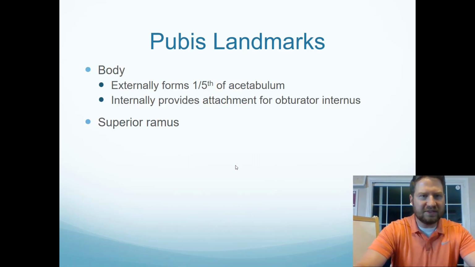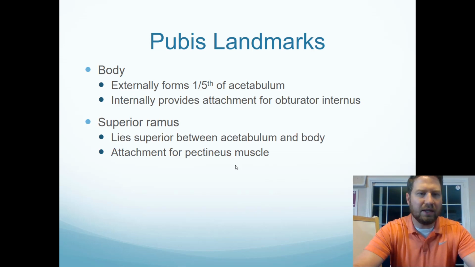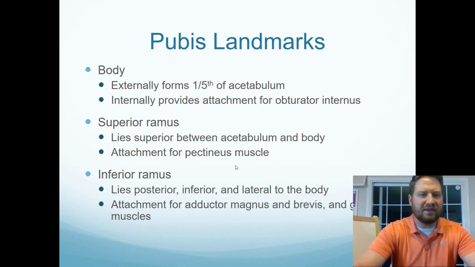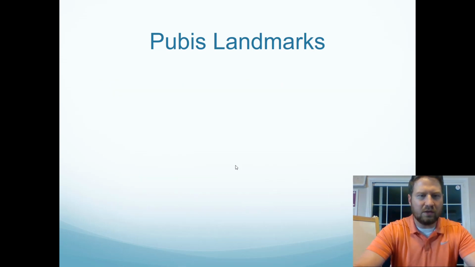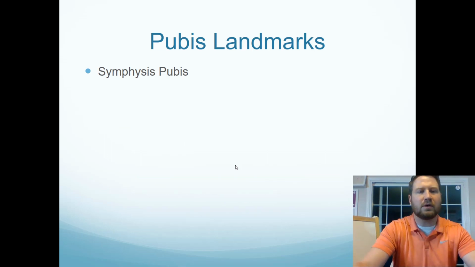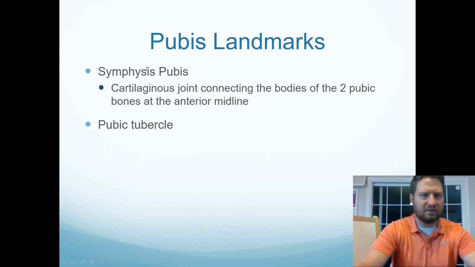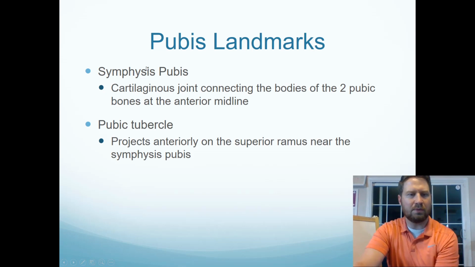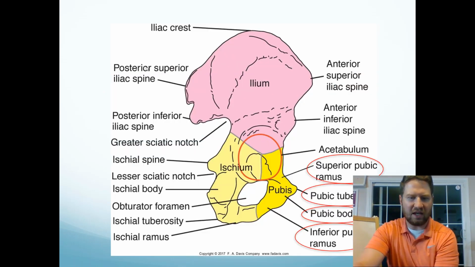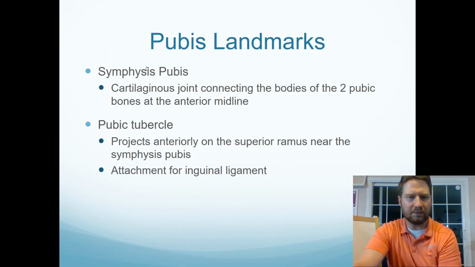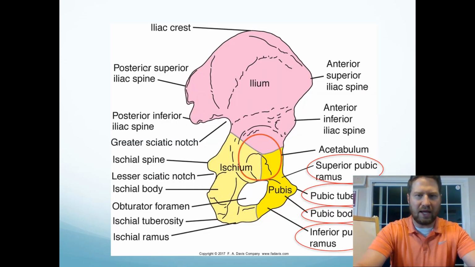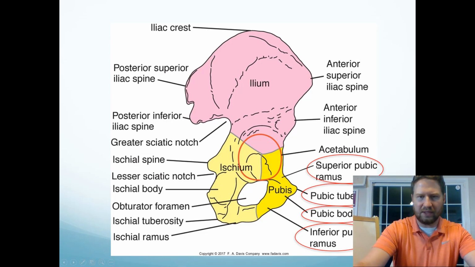Moving on to our pubis, there's the body. We have a superior ramus and an inferior ramus, and those come together to form the pubic symphysis. There's also the pubic tubercle, which is the attachment site for the inguinal ligament. We talked about that today and Monday in lab. Again, our pubic landmarks are outlined for you there.